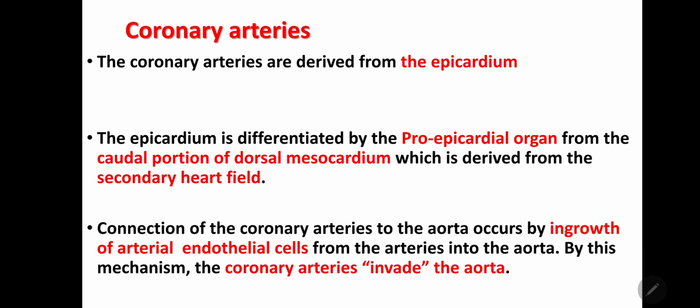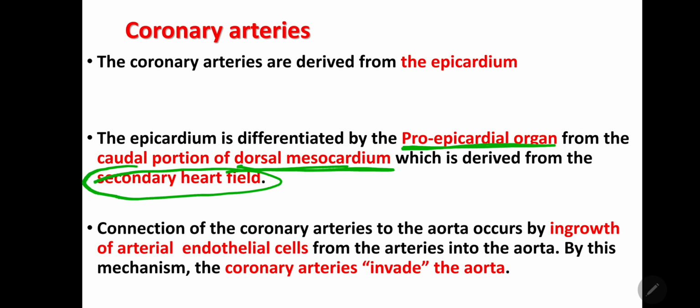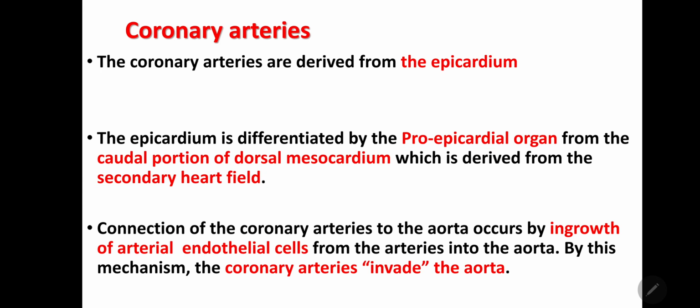The coronary arteries. The coronary arteries are derived from the epicardium. We have already seen in the previous video, the epicardium itself is derived from a proepicardial organ, which is derived from the caudal portion of the dorsal mesocardium, which itself is derived from secondary heart field. So connection of these coronary arteries to the aorta occurs by the ingrowth of the arterial endothelial cells. They invade the aorta, establishing their origin from the ascending aorta.